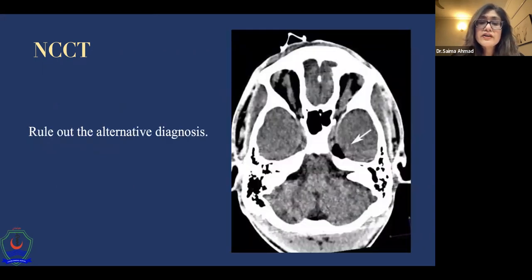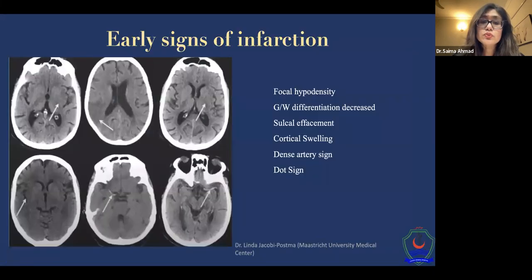Then there is an alternative diagnosis. Sometimes the patient comes with a stroke mimic. For example, this patient came with a neurological deficit and you are suspecting stroke, but when you did the CT, you can see that this is a dermoid here. So you need to look into the alternative diagnosis as well.